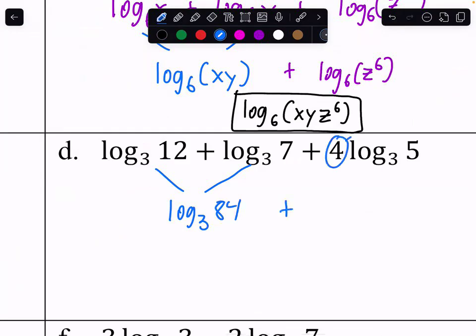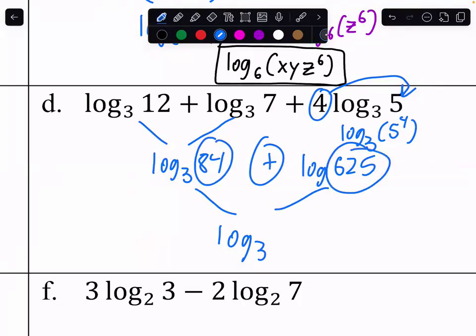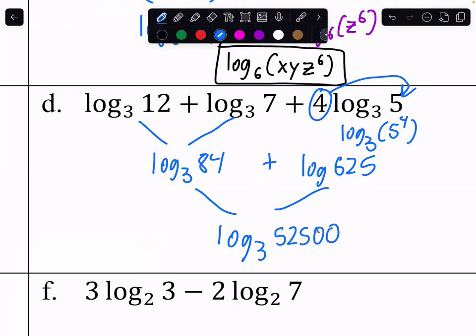Over here, you would move the 4 up and place it on the 5. So 5 to the 4th power is 625. And now you can combine these. Again, it's an addition, so 84 times 625 would be 52,500.